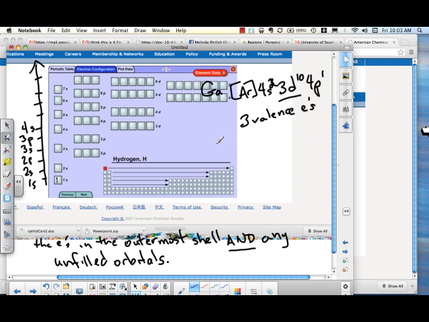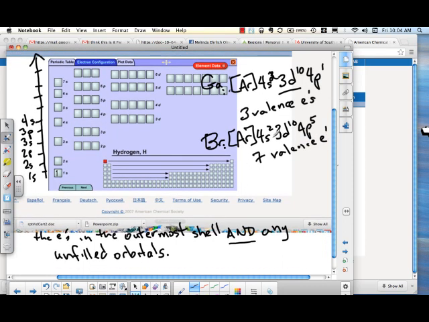All right, after gallium, let's do bromine electron configuration. Still fourth row, so argon. And then read its row: 4s2, 3d10, 4p5. How many valence electrons does bromine have? 7 valence electrons. All right, before I leave gallium, and I'm going to do one more actually.